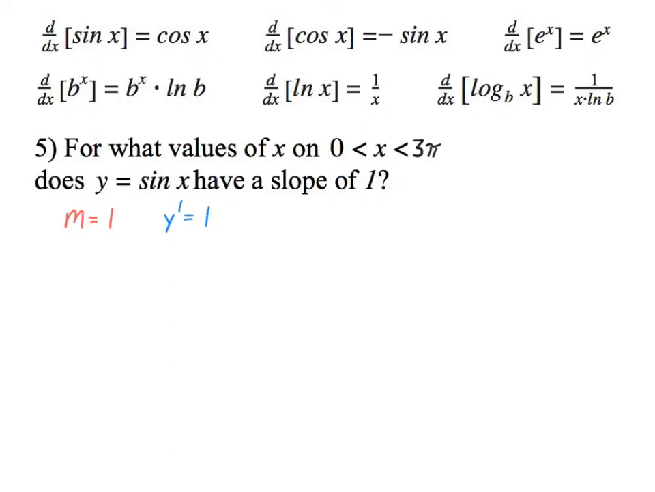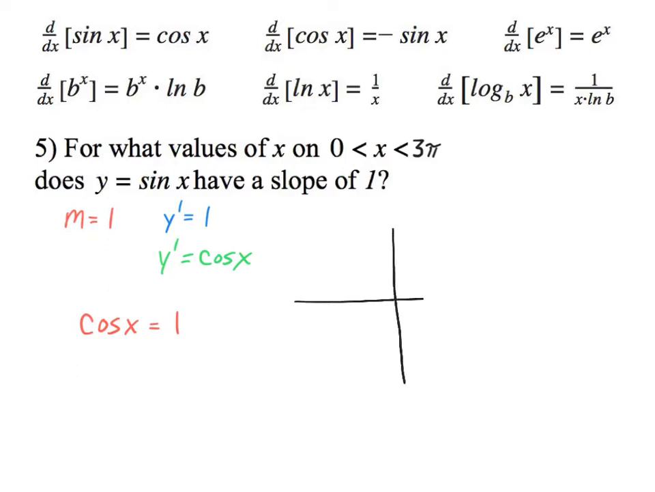Now, what is y prime? Well, what's the derivative of sine? The derivative of sine is cosine. So wouldn't the derivative of y also equal cosine x? So if the derivative of y is both of these, aren't these equal? So really, aren't we asking for, in this problem, when is cosine x equal to 1 on this interval? Oh, okay, that's what they're looking for.